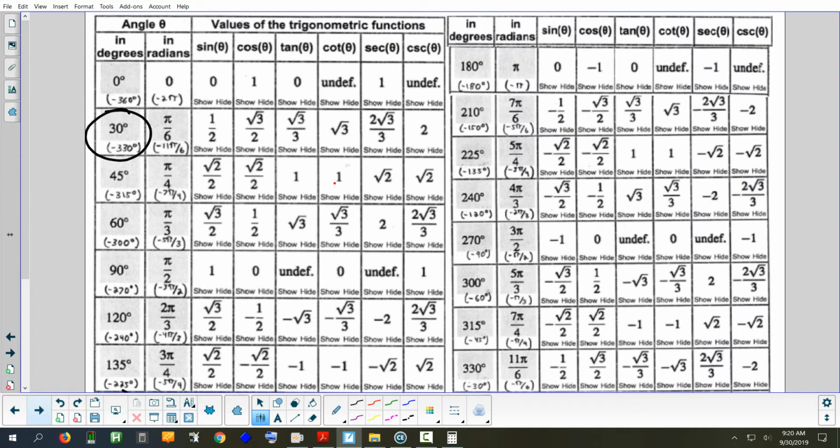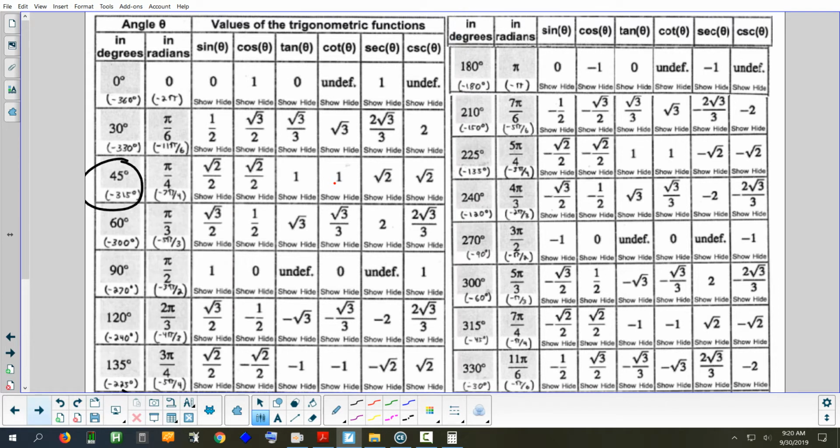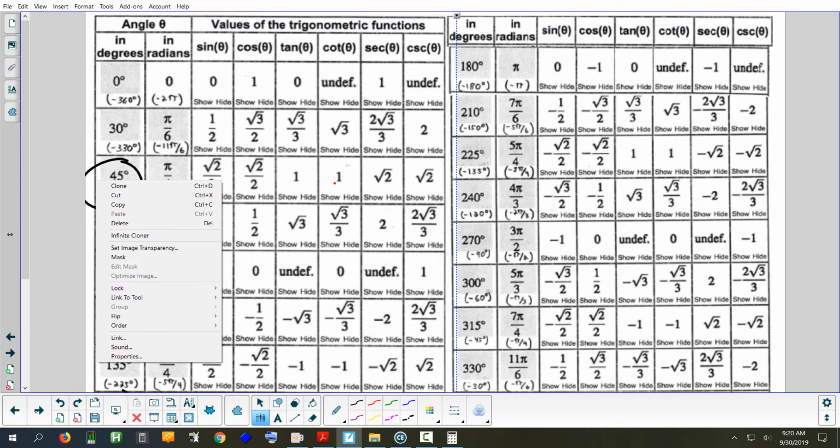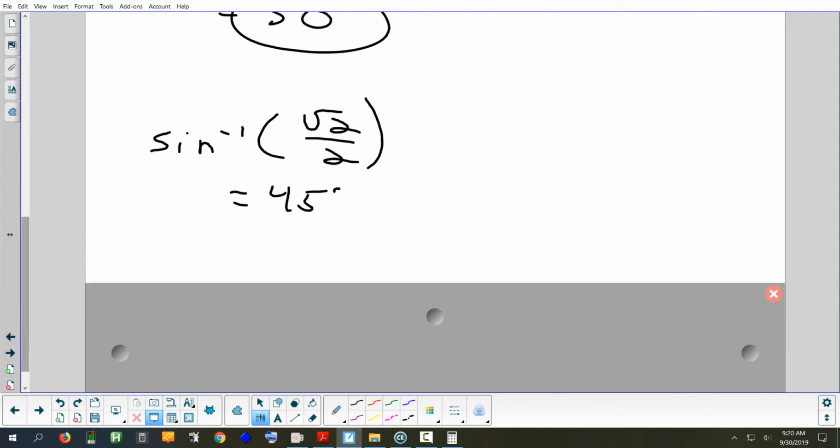Okay, so let's go to our table. Max, what row do we see square root of 2 over 2 in the sine column? 45. Yep. And do we really even need to keep looking to see if it happens anywhere else? No, because we already got an answer between negative 90 and 90 right there. We're done. The other answer is 135. It's not between negative 90 and 90. Okay, so there's our answer. 45 degrees or pi over 4 radians.